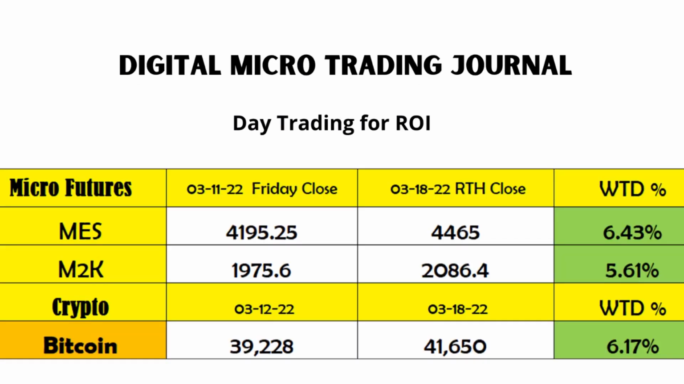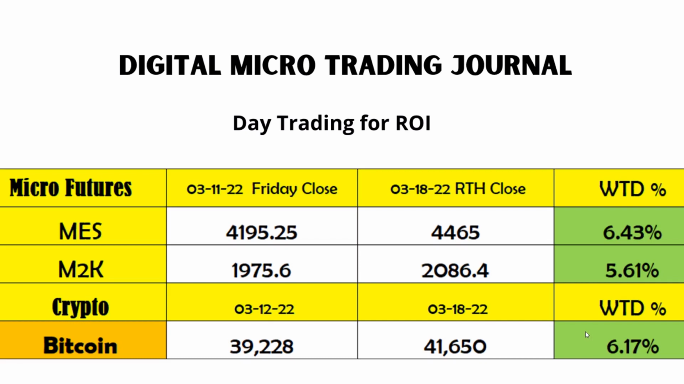Okay, we've got the benchmarks here for last week. How we left it Friday was the S&P Micros, MES, at 6.43%. That was definitely the high of the three benchmarks here. M2K was lower, so it's notable that small caps can't outperform the S&P blue chips, at 5.61. And then Bitcoin, absolutely still correlated on the upside to the S&Ps, but it couldn't beat the S&Ps, at 6.17%. So there you have it.